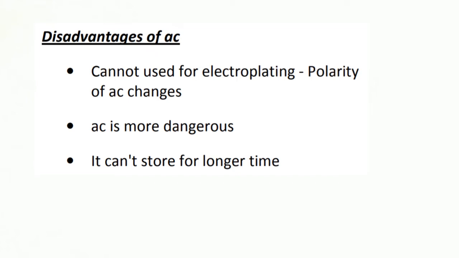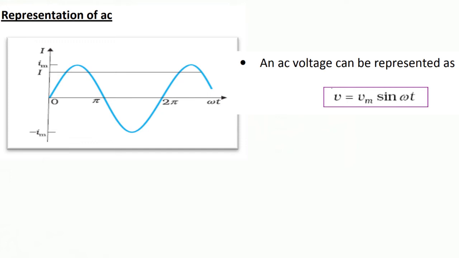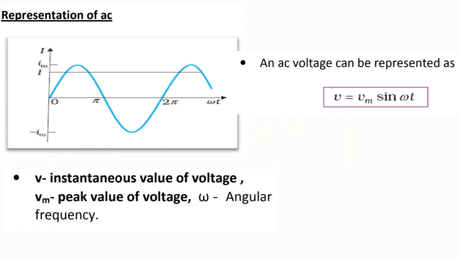The alternating currentനെ നമുക്ക് ഗ്രാഫിക്കലായിട്ട് ഈ ഗ്രാഫിൽ കാണുന്ന രീതിയിൽ നമുക്ക് റെപ്രസെൻ്റ് ചെയ്യാവുന്നതാണ്. An AC voltage can be represented as V equals Vm sin omega t. V is the instantaneous value of voltage, Vm is the peak value of voltage, and omega is the angular frequency.